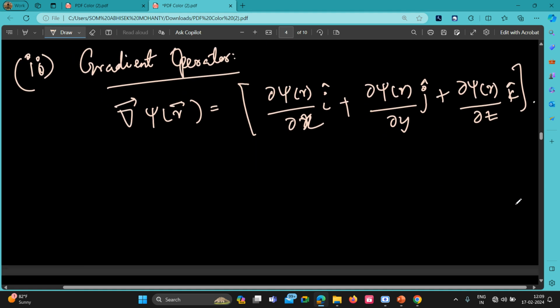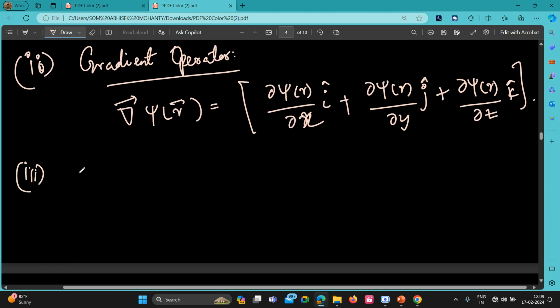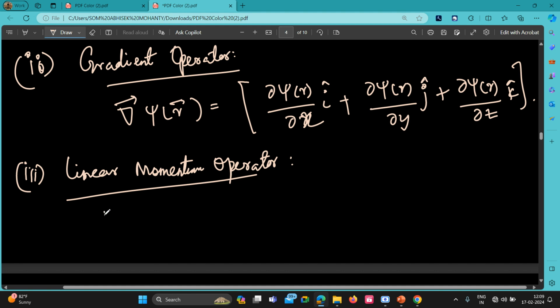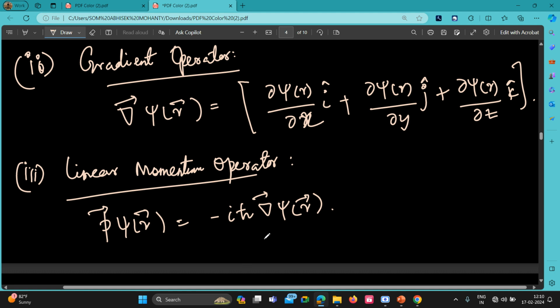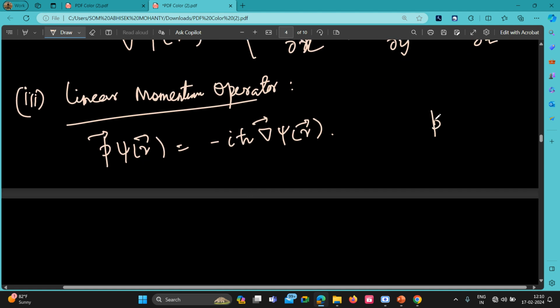Next is the linear momentum operator. You just remember these things. Linear momentum operator: P psi r is equal to minus i h cut del psi r. Okay, is it all right? This is the momentum operator, minus i h cut del. So it will be applied everywhere.